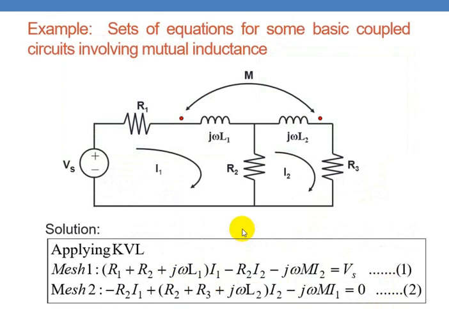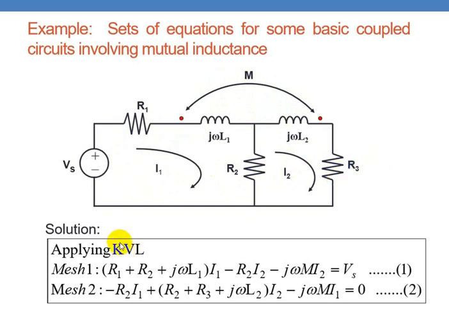Now we will see a few coupled coils and we shall see how to write the KVL equations. So now you take this circuit, there are two meshes. So Vs, R1, j omega L1, j omega L2. These two are coupled coils and the dots are shown here, and M is the mutual inductance between the two coils. And R2 is common between mesh 1 and mesh 2, R3 is here.